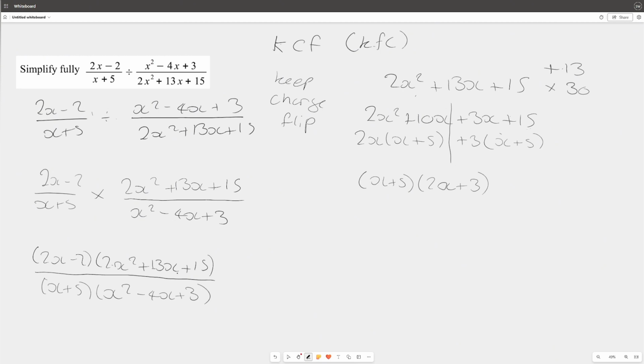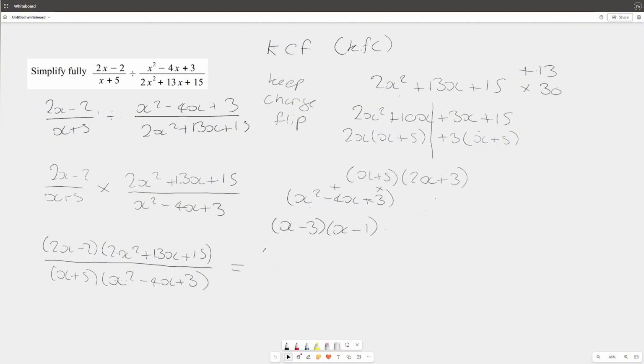We're just going to replace our 2x squared plus 13x plus 15. Let's also factorise this x squared minus 4x plus 3. So again, we're going to look for two numbers which add to make minus 4 and multiply to make 3. That's going to be minus 3 and minus 1. Just gave you a second there to think about it. So (x minus 3)(x minus 1). And so we're going to replace this bottom bracket with (x minus 3)(x minus 1), and the top bracket with (x plus 5)(2x plus 3).